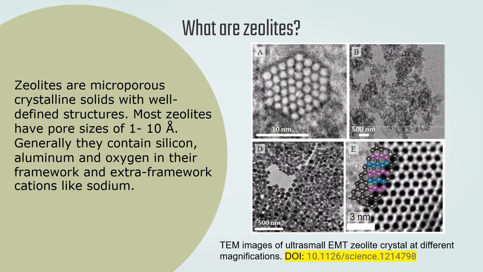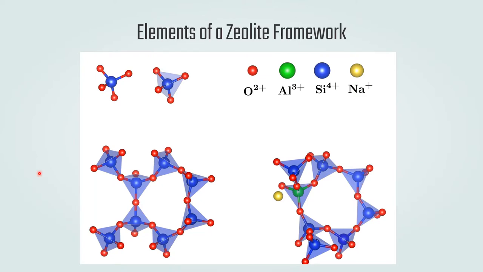Zeolites are microporous crystalline solids with well-defined structure. Most zeolites have pore size of 1 to 10 angstrom. Generally, they contain silicon, aluminium, and oxygen in the framework and extra-framework cations like sodium. The most basic element, no matter which zeolite we refer to, is the tetrahedral structure. It commonly consists of silicon atoms surrounded by four oxygen atoms. The oxygen bridge can join these to other tetrahedra to give rise to different crystalline structures.